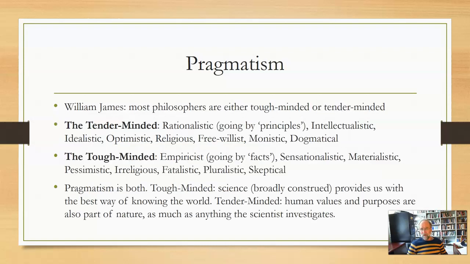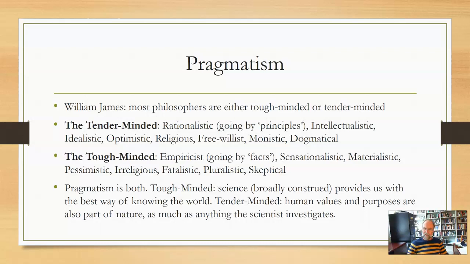Now, one of the great pragmatists, William James, observed that most philosophers are either tough-minded or tender-minded. The tender-minded. These are, by the way, James's words, descriptions of these. They are rationalistic, going by principles, intellectualistic, idealistic, optimistic, religious, free willist, monistic, dogmatical. And this would largely be the rationalist school of thought.